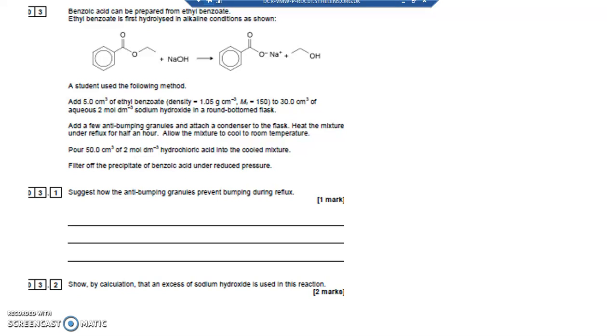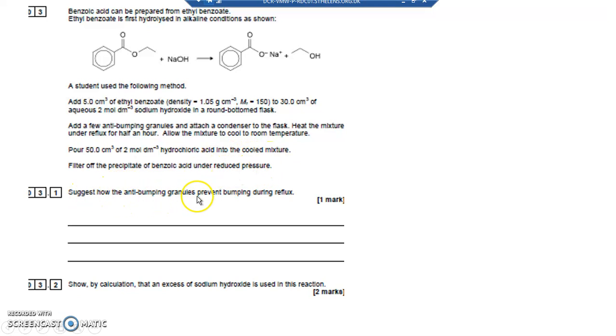Heat the mixture under reflux, so you're going to heat it in a prolonged manner, so heat it for a while. In actual fact, you're going to heat it for half an hour. It tells you how long you're going to heat it for to ensure the reaction completes. Allow the mixture to cool. Pour 50 centimeters cubed of hydrochloric acid into the cool mixture. Filter off the precipitate of benzoic acid under reduced pressure, so you're going to use vacuum filtration.